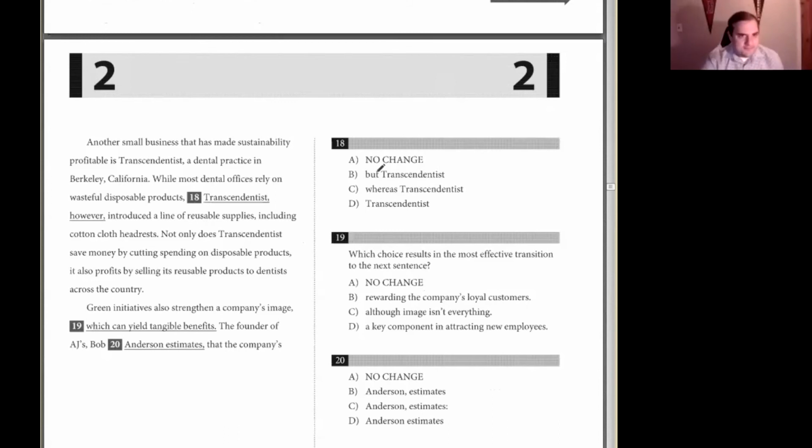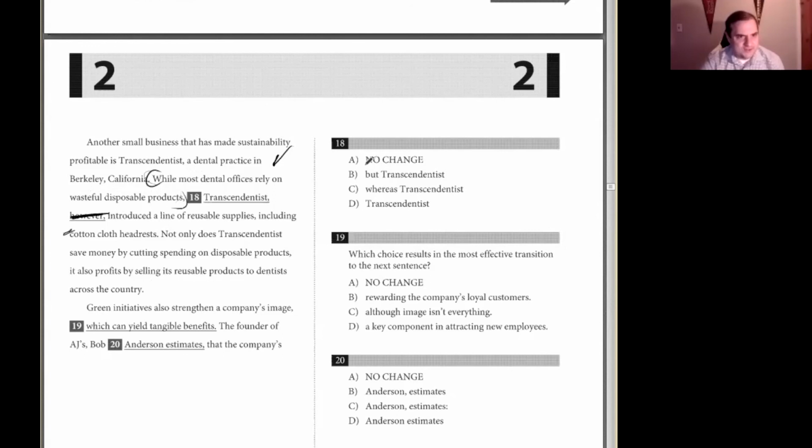18. But, whereas, transcendentalist without the comma. Okay, I've got nothing. Let's actually read the sentence. While most dental offices rely on wasteful disposable products. So this is a dependent clause. Transcendentalists, however. Oh, I didn't even see the however there. All right, so we're removing the however from one of these. Okay, so this is already a dependent clause, right? And it's already a contrasting clause. Having the word however there is redundant. Like we said, while most dental offices rely on them, that is already establishing a comparison's coming.